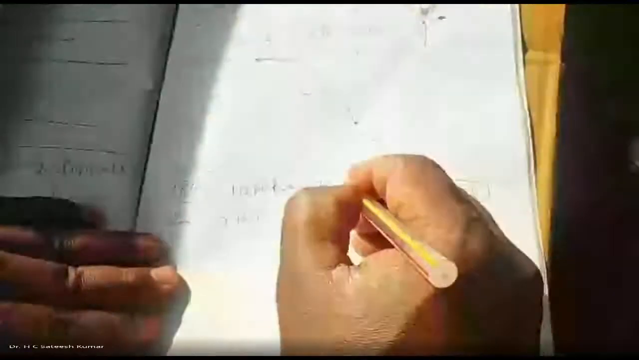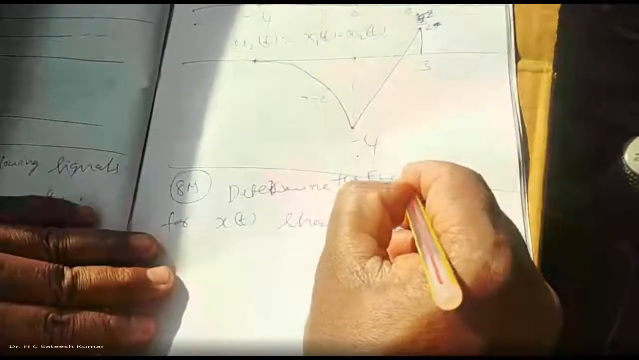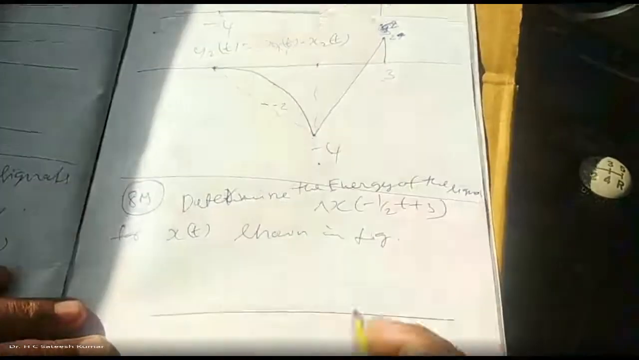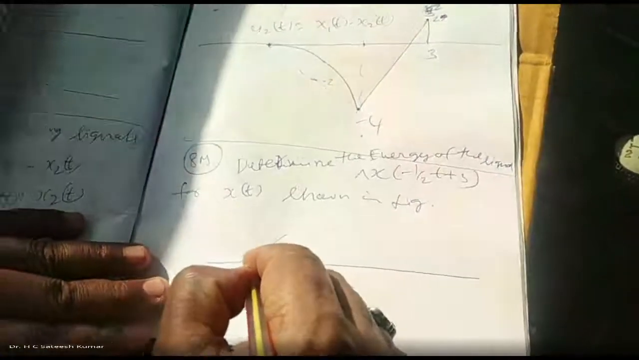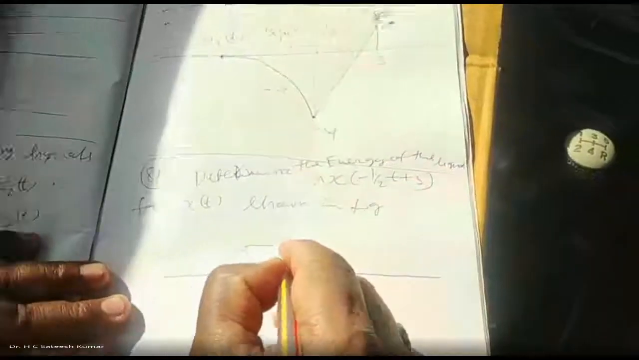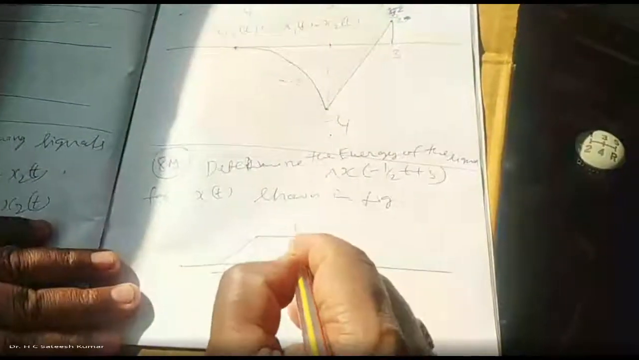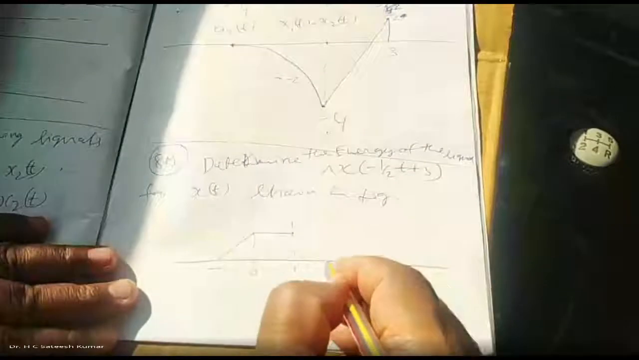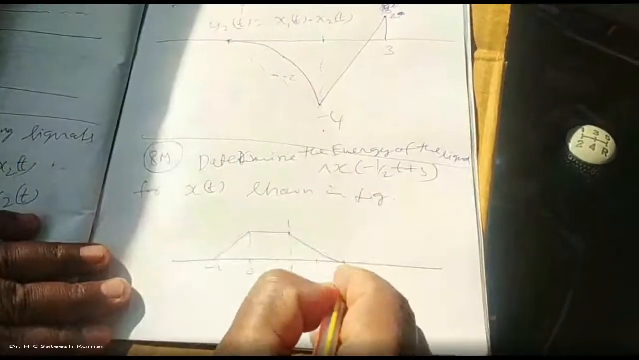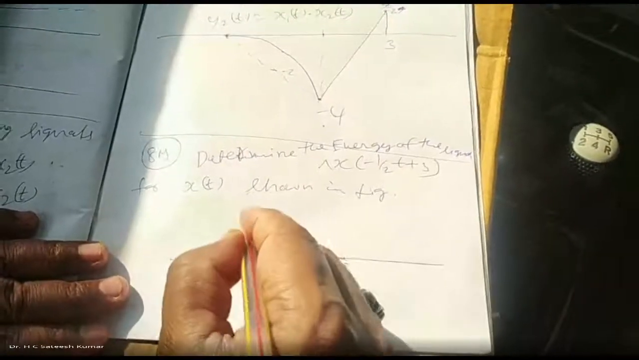So determine the energy of the signal x of minus t plus 3 for x of t shown in figure. So he has given the x of t: minus 1, 0, 1, up to this 1 and afterwards 2, 3. This is 3. So this is your x of t.